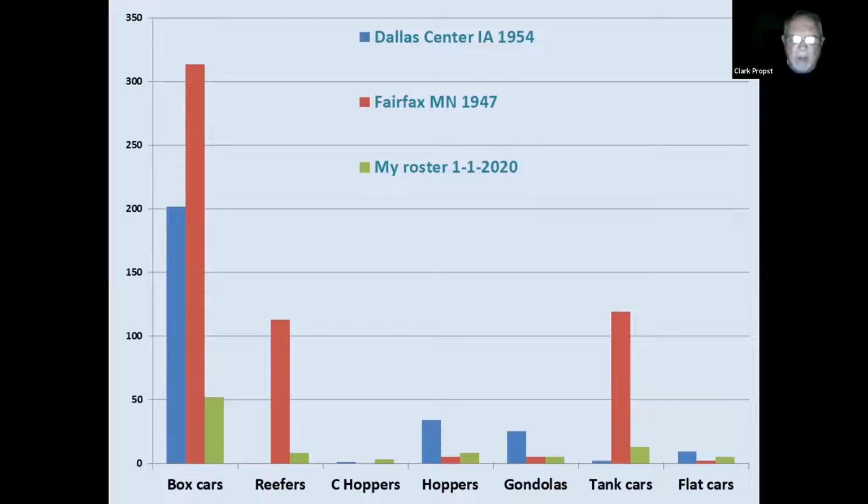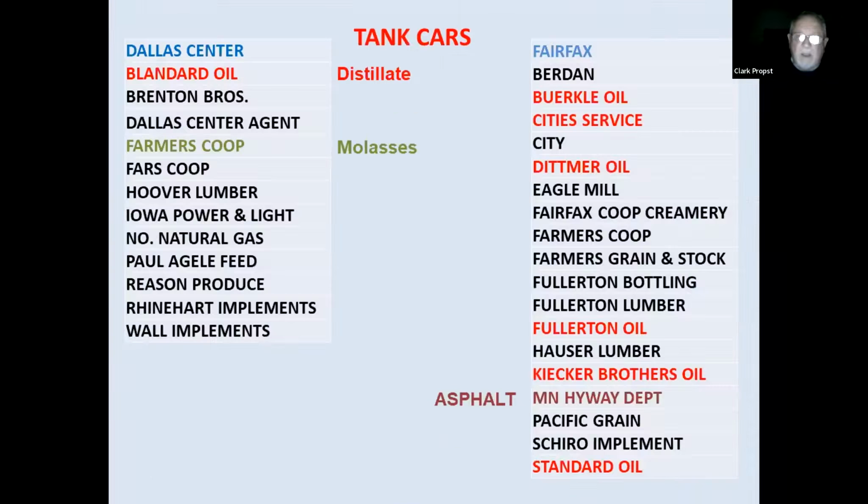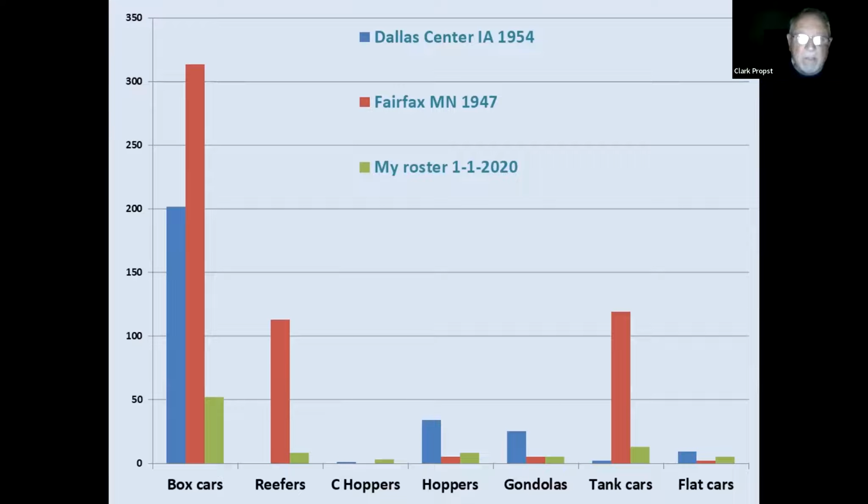This shows you, basically for 1 year, the carloads out. Blue is Dallas Center, red is Fairfax, and my own would be in the green. And you can see that the reefers were at Fairfax, but not at Dallas Center. And hoppers were minimal. Most cars were minimal, except for box cars, of course. If we look at, went that way, I gotta go the other way again. I take my finger off the button, I can't see it anymore.